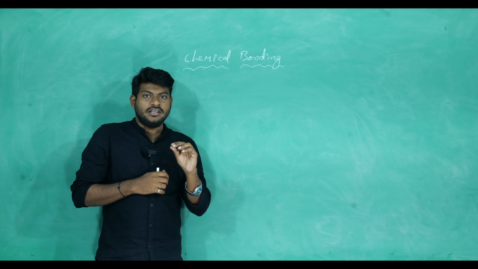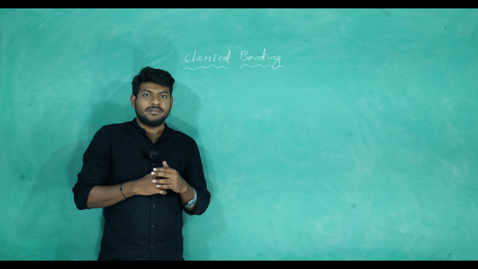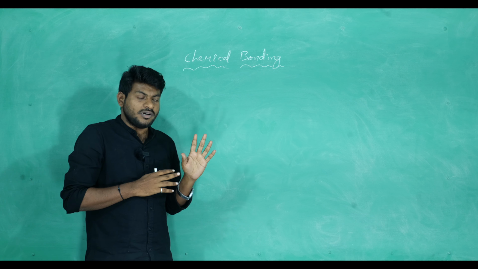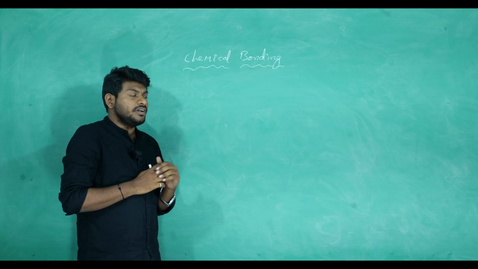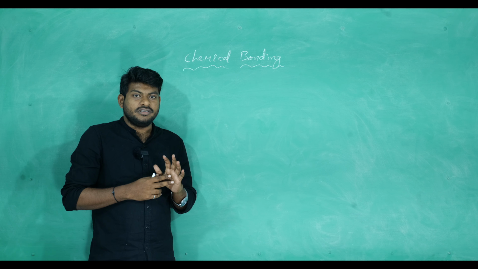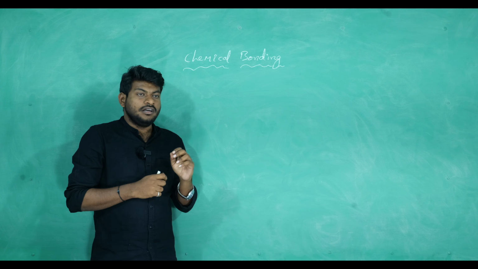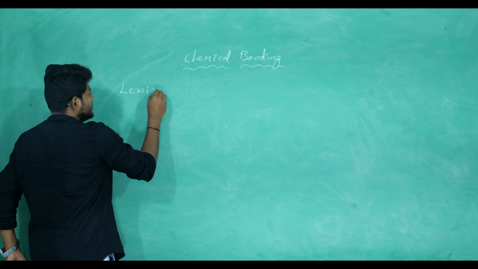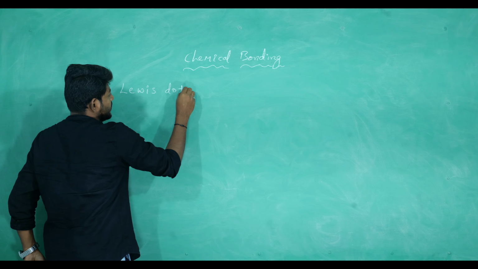Listen once again. Electrons are lost or gained. In this process, that bond is formed. That resultant bond we call a chemical bond. In this chapter, the first theory is the Lewis dot structure.